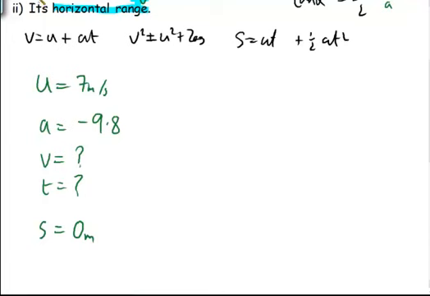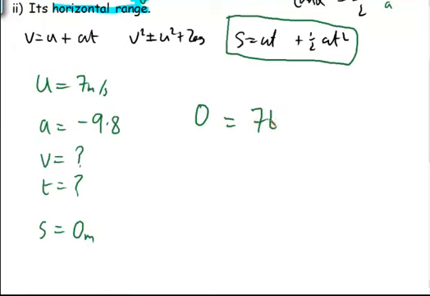Now there are two ways of doing this. You could find the time it takes to go up to its maximum height and multiply it by 2. That's one way of doing it. But the other way, and I like this one a little bit more, is to use the third equation and fill in what we know. So s is 0, because when it falls back down, its displacement in the y component is 0, is equal to ut, so it's 7t plus 1/2 at squared, minus 9.8 t squared.